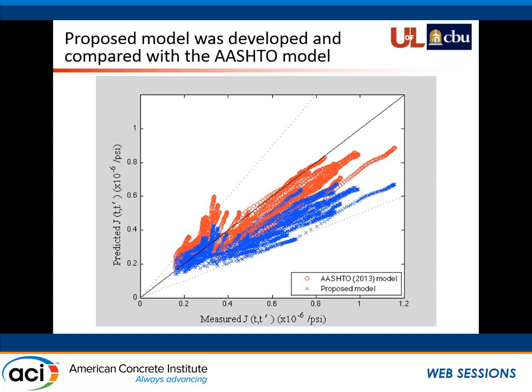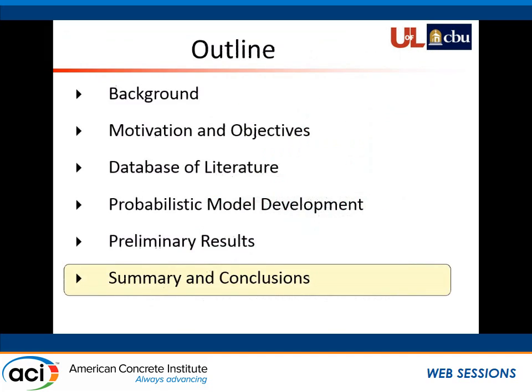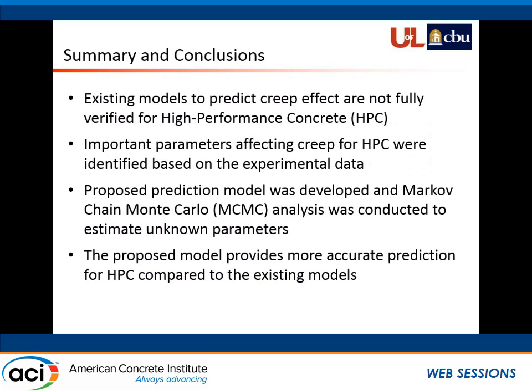When I zoom in on these regions, one of the reasons is that we're looking at the early age creep deformation. As you can see, when you compare these two models, the reds are from AASHTO and the blues are from our proposed model. Our blue model is a little closer to the 1-1 line, and most of the data are within the 50% boundaries, while these red dots, especially these points, are out of the bounds allowed by AASHTO currently.